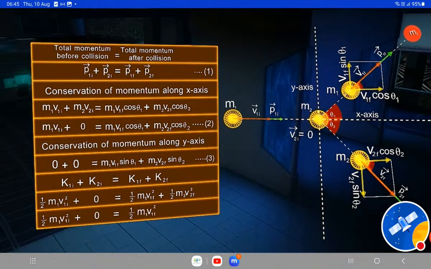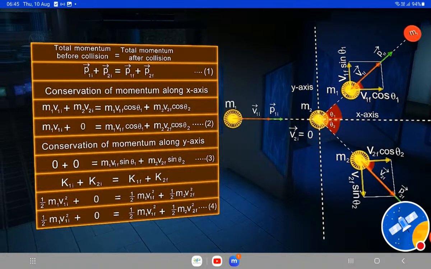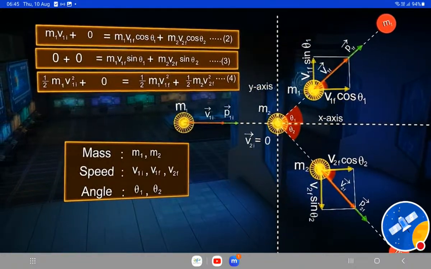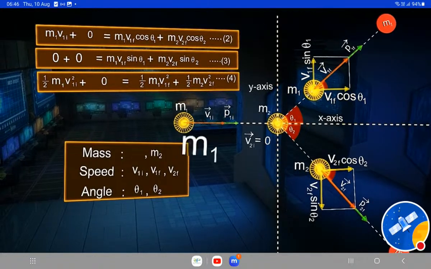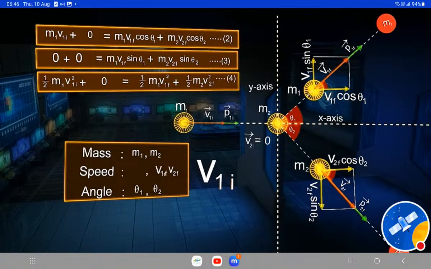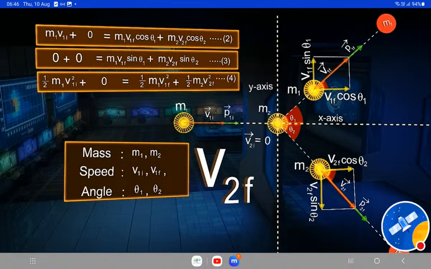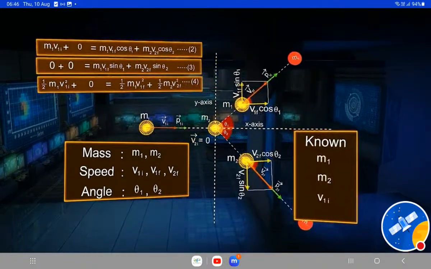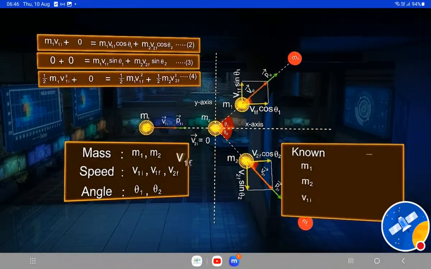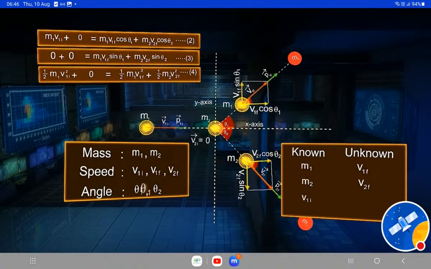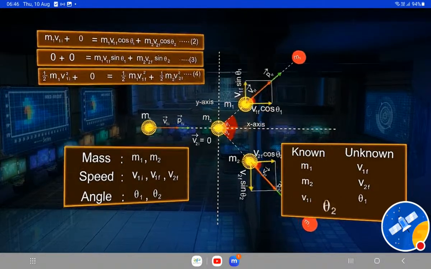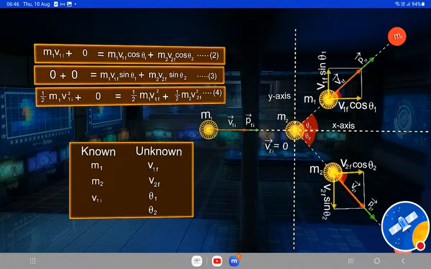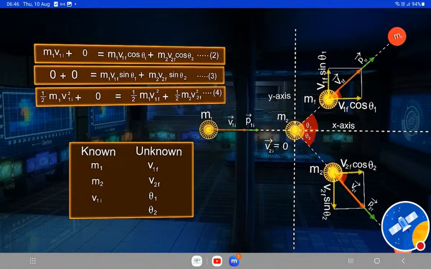Thus, we have seen how in a two-dimensional elastic collision, conservation laws can be applied. Looking at equations 2, 3, and 4, we have 3 equations and 7 variables, that is, 2 masses, m1 and m2, 3 speeds, v1i, v1f, and v2f, and 2 angles, theta 1 and theta 2. If we are given only the masses and initial velocities, we are working with 4 unknowns: v1f, v2f, theta 1 and theta 2. But we cannot solve 4 unknowns with 3 equations.